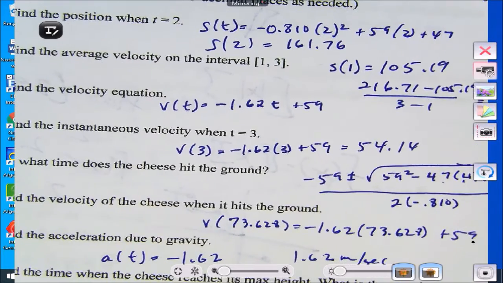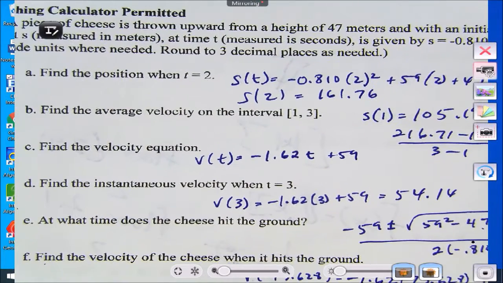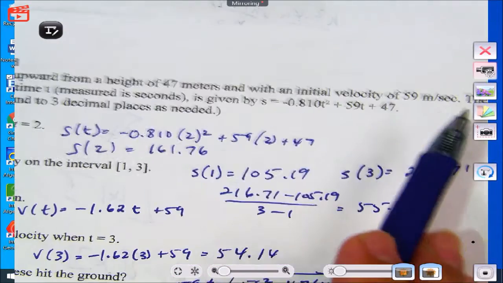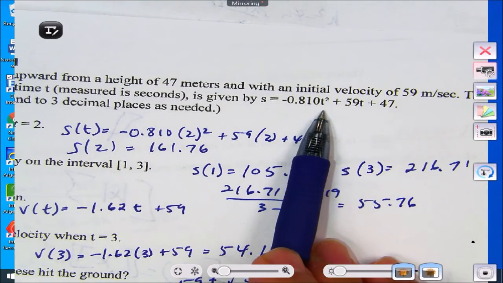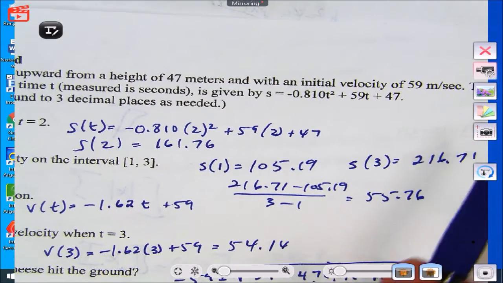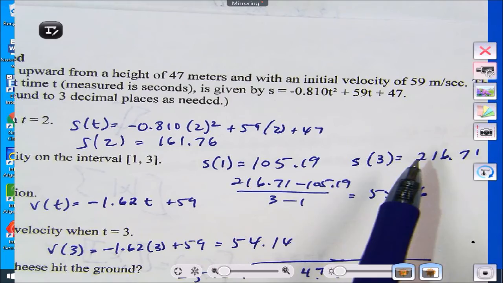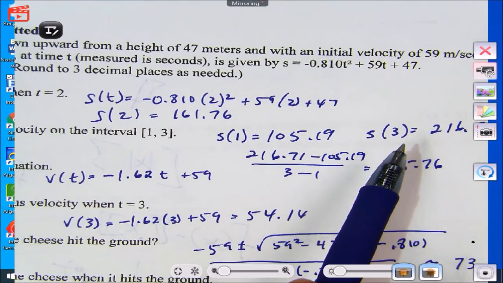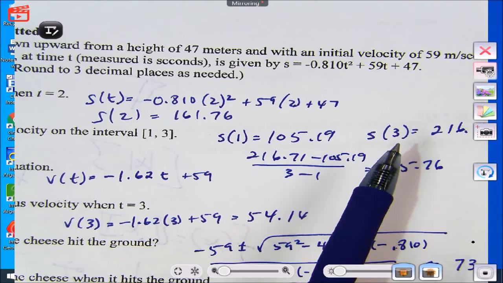All right. And 15. It says find position when t equals 2. Then all you're doing is plugging 2 into this expression. If I took the derivative of that, that's the acceleration? No, that would be velocity. If I take the derivative of the derivative, then that's acceleration.